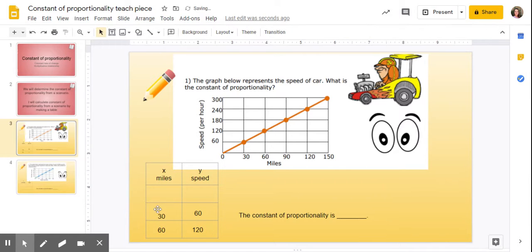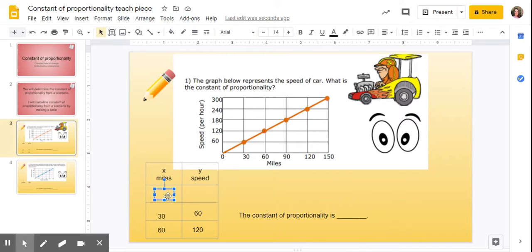Now, what is happening to go from my x over to my y? The numbers are increasing. So that means it's multiplicative. What do I multiply 30 by to get 60? We multiply by 2. So what do we multiply 60 by? 60 by 2 is 120. That allows us to get our constant rate. So we're multiplying x by 2.